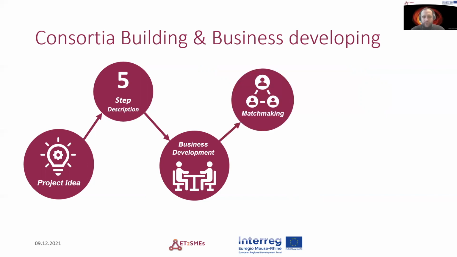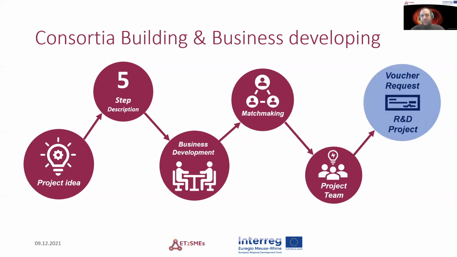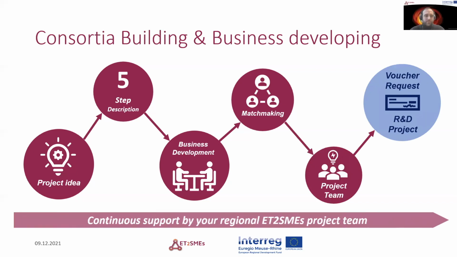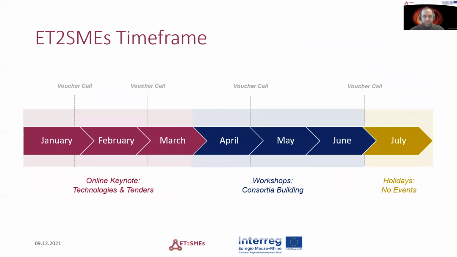So we try to do this matchmaking. Of course, we will always give potential partners and the business that has suggested the ID can already choose which one they want to cooperate with. And so in this way, we can really stimulate this consortia building, and that you can find each other much easier to request a voucher for an R&D project. So our role as the ET2SMEs partners is to help you form this consortia. So if you want our support, just ask us.